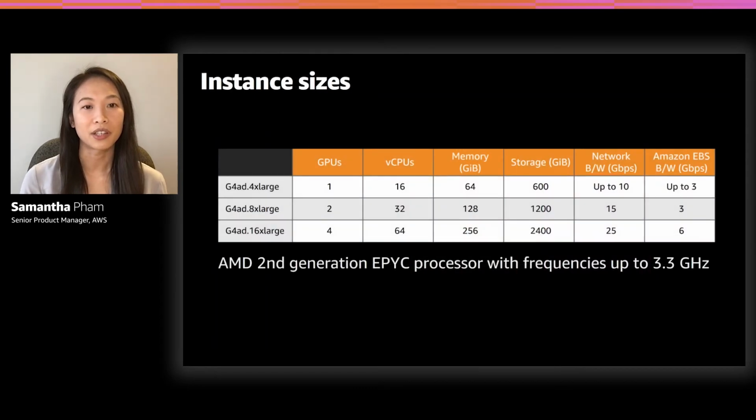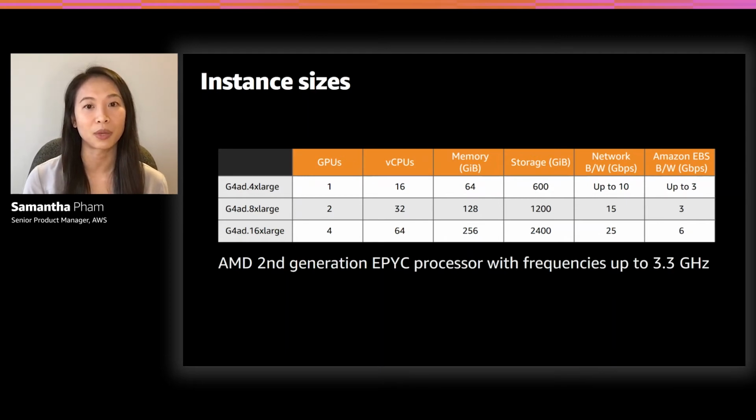With that, let's talk about the instance sizes that we'll offer with G4ad. G4ad will come in 3 instance sizes, ranging from 1 GPU to 4 GPUs. The smallest instance size we'll offer is the G4ad.4xlarge, which comes with 1 GPU, 16 vCPUs, and 64 gigabytes of memory. You'll see a consistent ratio of 1:4 vCPUs to memory across the board as you move up on instance sizes.